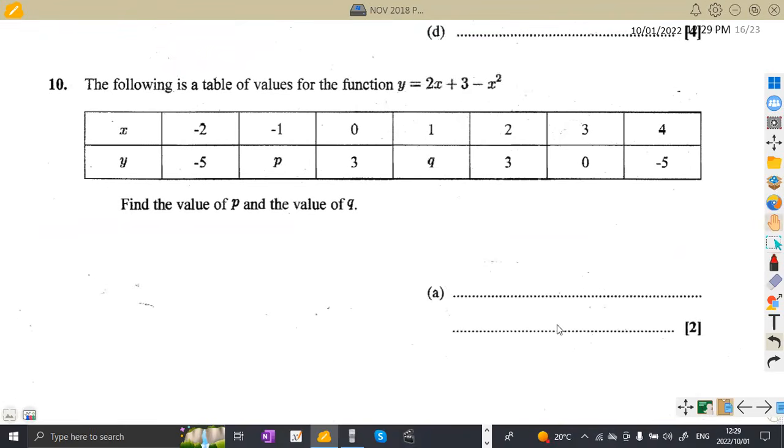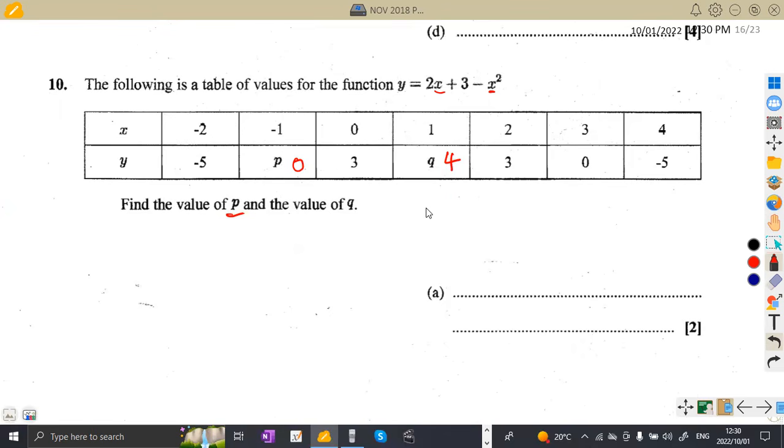Okay, the 10th question. The following is a table of values for the function. So here, guys, we do not want to waste much time. Remember, to find the value of P and Q, you have to substitute when X is minus 1, substitute minus 1 in place of X. That is, we do not want to spend much time. So here we're going to obtain a 0 here. And here we're going to obtain 4. Okay, so that one, we have to substitute.